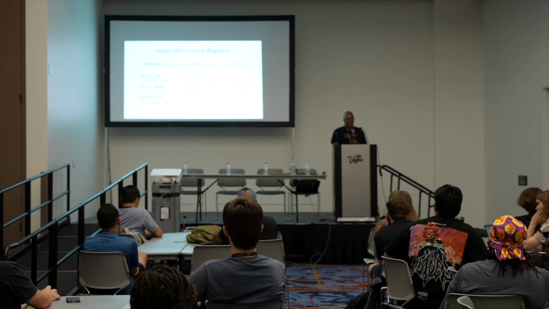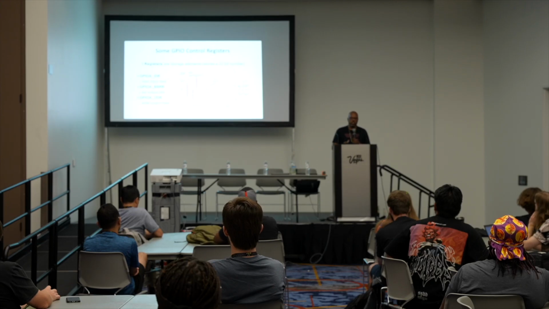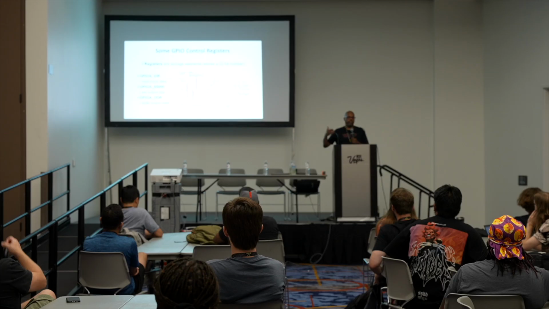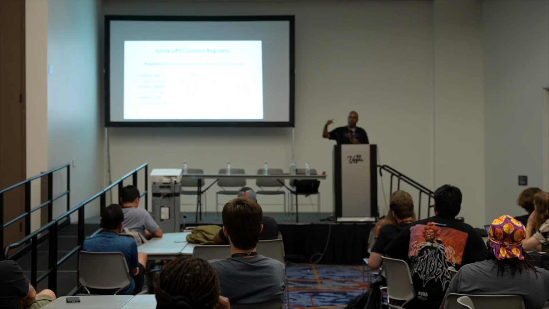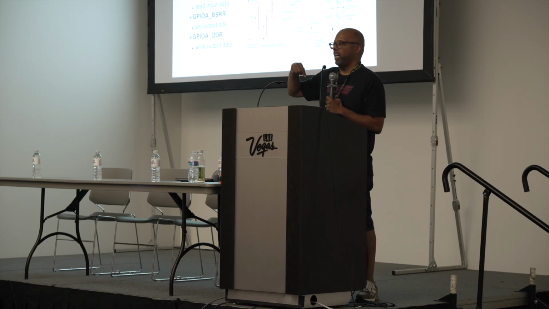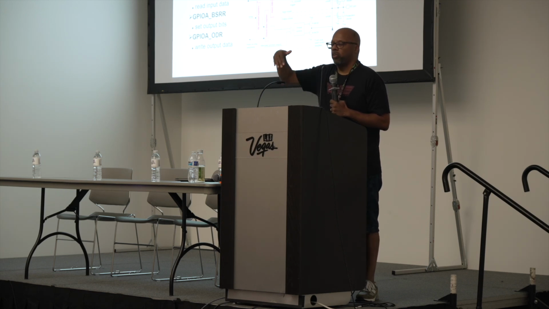IDR is the input data register. If some other device is driving a 1 onto that pin and you want to read what it's driving, you read the IDR register. You read the appropriate bit of the IDR: bit 0 of the IDR register will tell you what's being driven onto port A, pin 0. So you read this register inside your code.